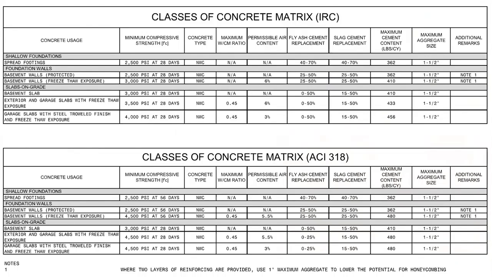So I'm coming towards the end. These are just examples of how we specify concrete at Walter P. Moore. We use a matrix and we specify a different mix for each application. This might not make sense for a smaller residential project, but on large commercial projects, this is how we handle it. We do a few different things here.